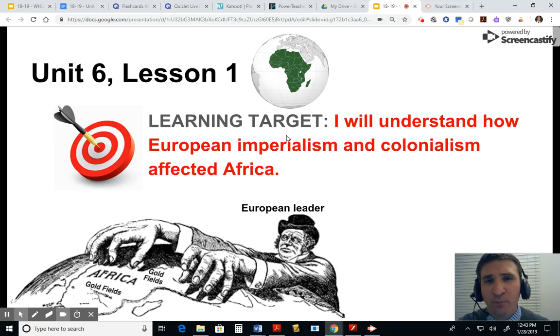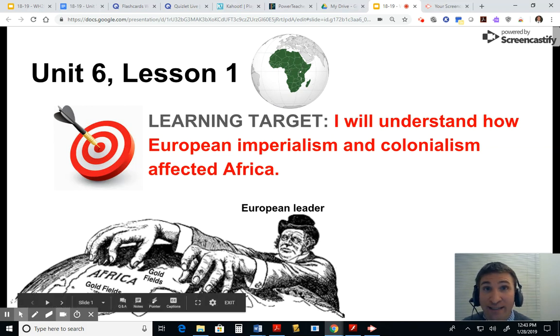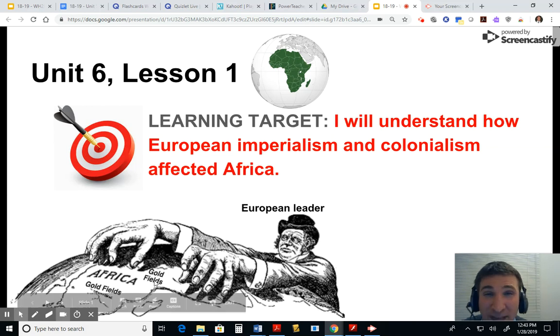Unit 6. Let's do it. Please write down your learning target. I will understand how European imperialism and colonialism affected Africa. We're going to be studying the continent of Africa this unit, and we're going to be studying how European leaders decided to go to Africa for opportunities that they saw. It had to do with power and money.